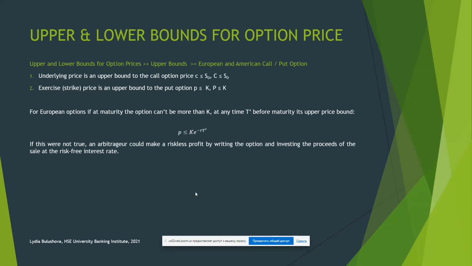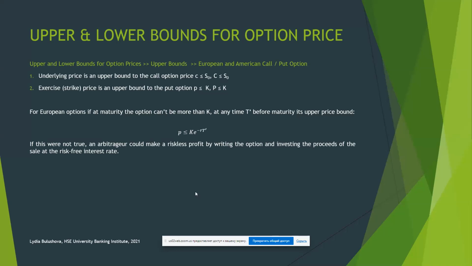So let's consider upper and lower bands for option prices. First, we'll focus on upper bands of European and American call and put options. So the underlying price is an upper band to the call option, right?